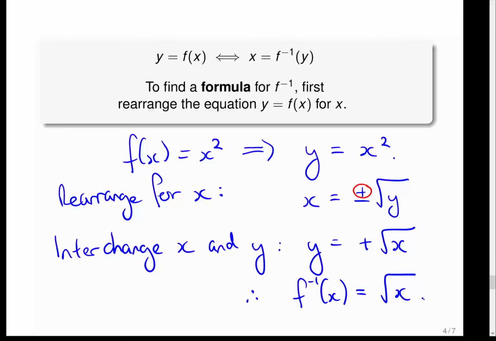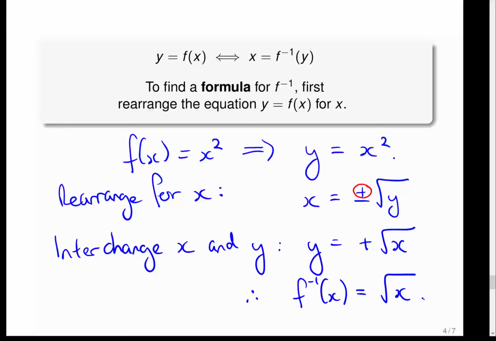Note that if you had restricted the domain of f of x equals x squared to the negative x values, then the inverse function here would be the negative square root function. That's because if you take the square of a negative number, then its inverse function must return back this negative number.